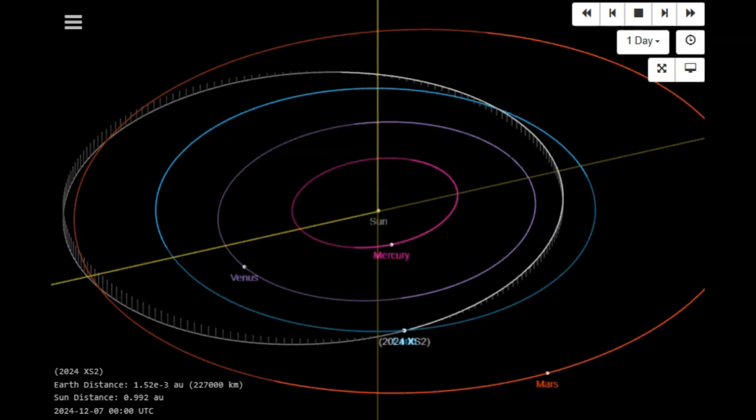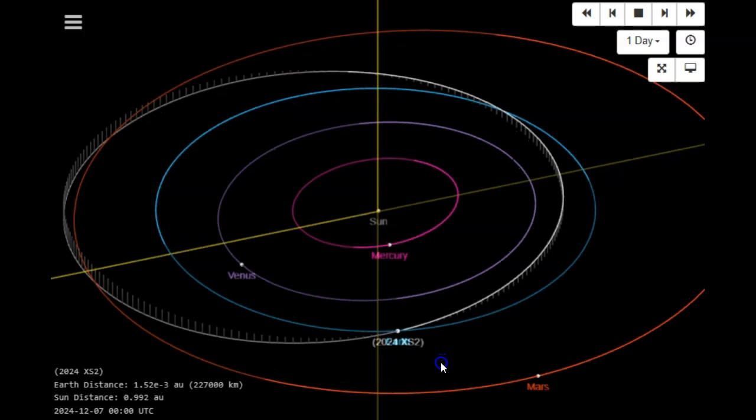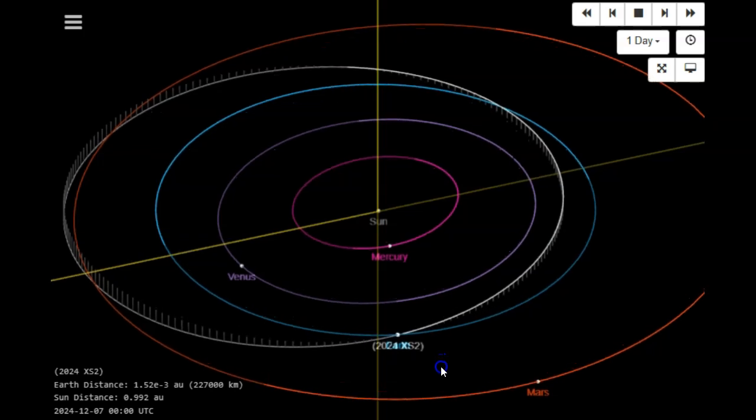So, to summarize, we have near-Earth object, space rock, meteor, 2024 XS2 inbound, for a close approach on the 7th of December. But because this is UTC time, we're talking about 9:30 and 11:45 tomorrow night on the 6th of December. Again, this rock is not coming in at a high inclination. It's supposed to be under 30 feet in diameter, and it's moving at about 7 kilometers per second.